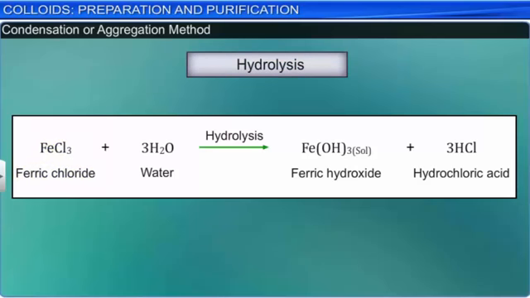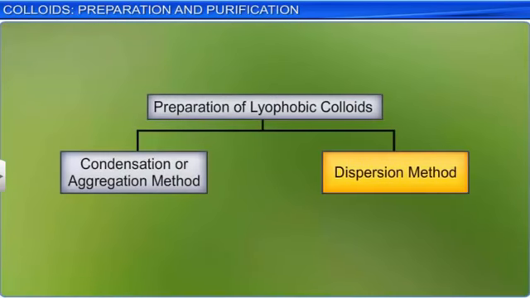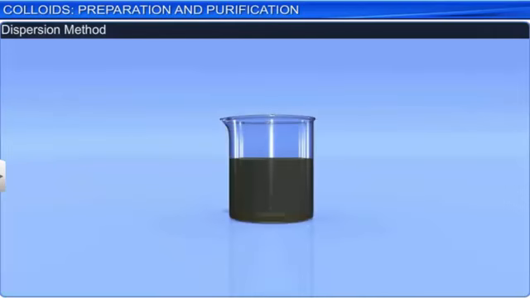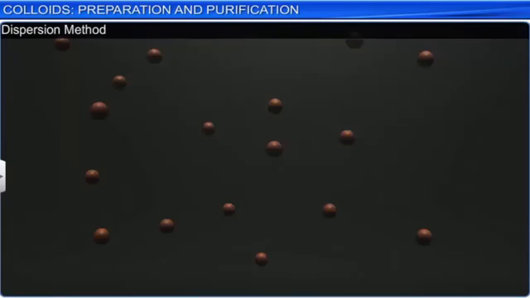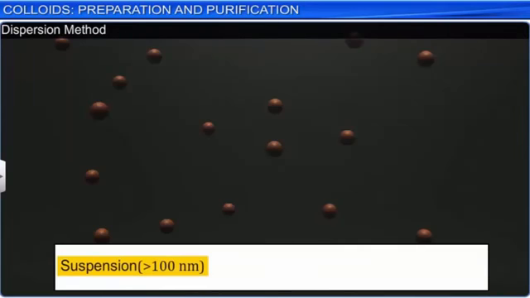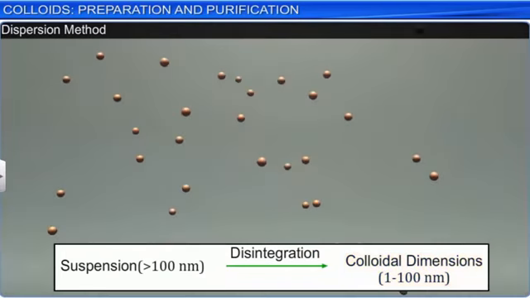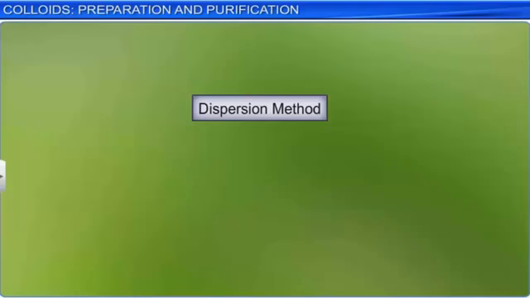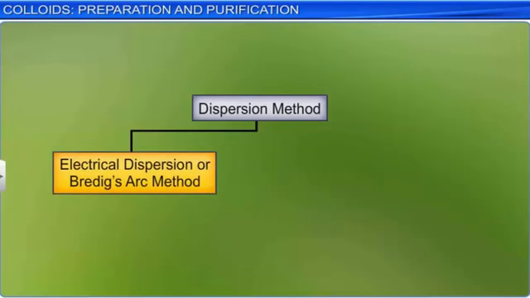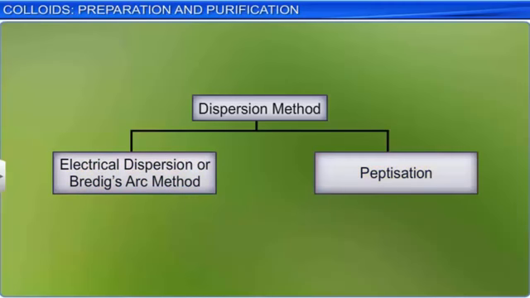Let us now discuss the second category, dispersion methods for the preparation of colloids. As the name suggests, in these methods, bigger particles of a substance, like a suspension, are disintegrated into particles of colloidal dimensions. The two common dispersion methods are electrical dispersion or Bredig's arc method and peptization. Let us discuss electrical dispersion or Bredig's arc method first.